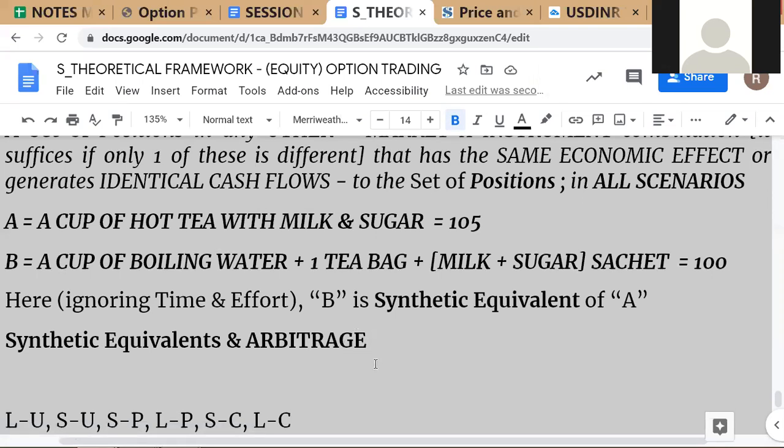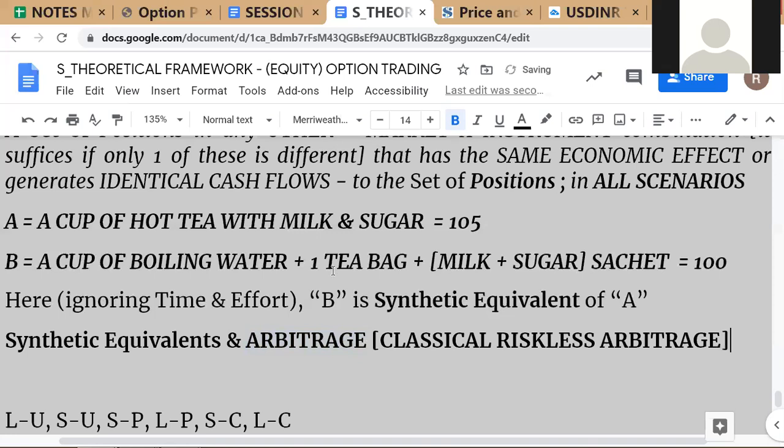So we have now been forced to refer to arbitrage as classical riskless arbitrage, because people are misusing the word arbitrage. So we are forced to say classical riskless arbitrage, which means the true arbitrage is actually riskless and it leaves you with no position.